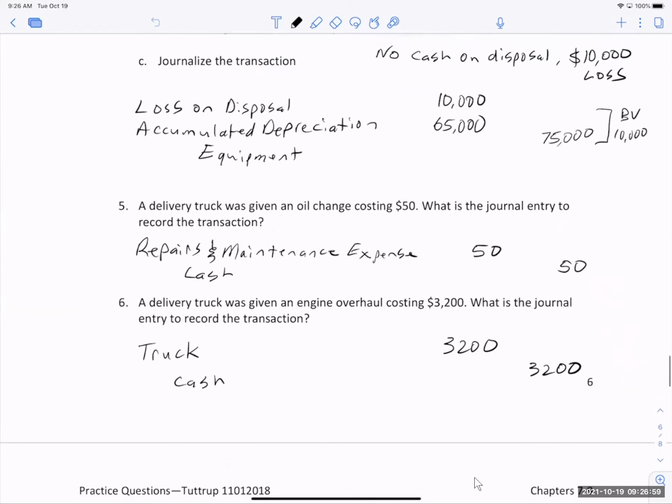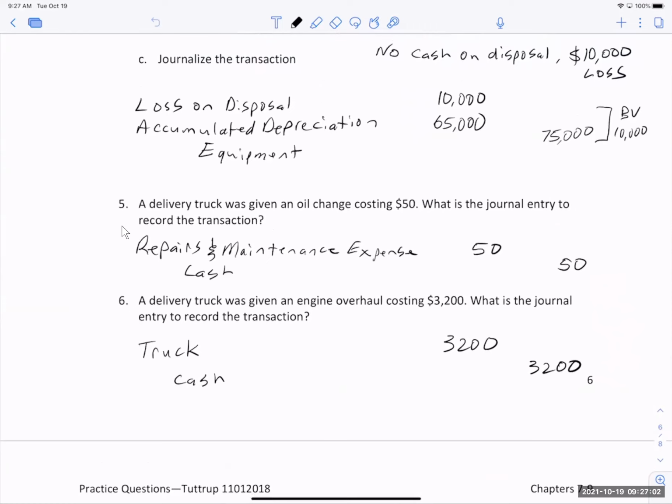So this concept here: when you have a cost, are you supposed to debit something like a truck, or debit repairs and maintenance? Let's talk about a truck. If you have a truck and you do an oil change, it's going to be repairs and maintenance expense. But if you do an engine overhaul, then you're going to be debiting truck, right?